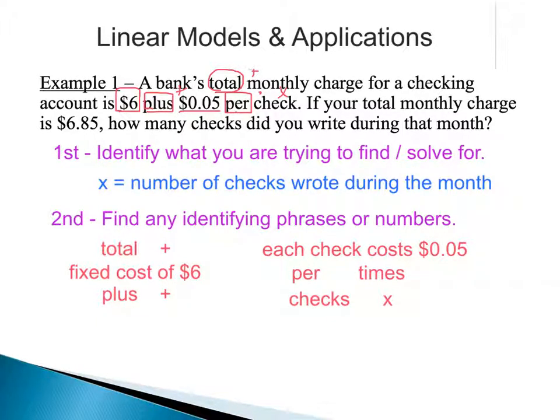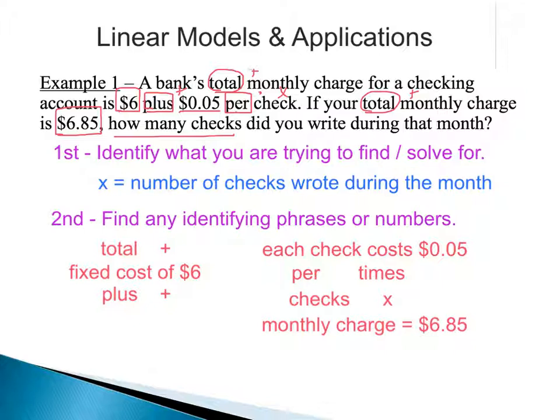Continuing to read, if your total monthly charge, so again, that total meaning when we add stuff up, is equal to $6.85, so that's good. They actually told us what the total is going to equal. How many checks do you write during that month? So again, the how many checks would be our X.